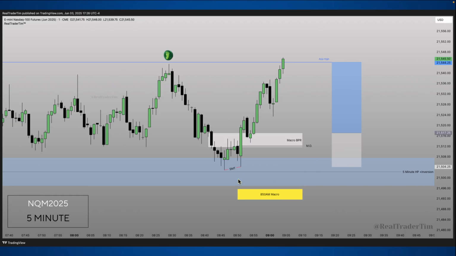for a signature of strength relative to these high probability PD arrays, what do you notice relative to this 5-minute high probability inversion? Are we reaching CE or 50% of it? No, we're not. That's a signature of strength. So when we close above here, we're saying, okay, what additional signatures of strength are there? SMT, and we didn't even reach for this 5-minute inversion. That's strong. That's a bullish signature. These are things that we repeat over and over again.